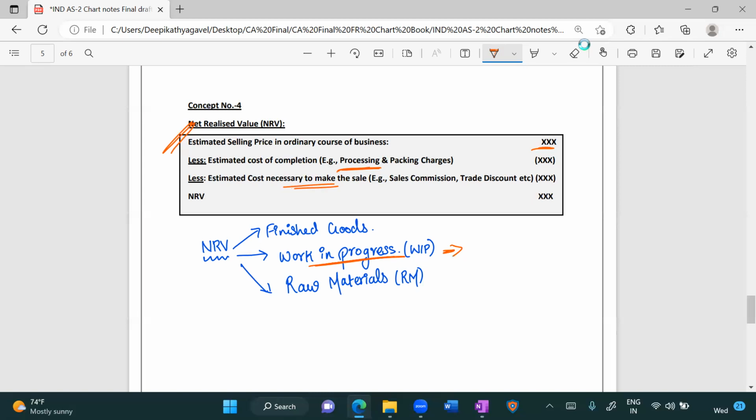Estimated cost that is necessary to make the sale, right? The sale commission or the trade discount you will reduce, and you will get the net realizable value. But in case of raw material, there is no net realizable value. Instead, there is replacement cost, which we discussed above, right? The replacement cost concept, we have already discussed that above, right? When you will use the replacement cost.